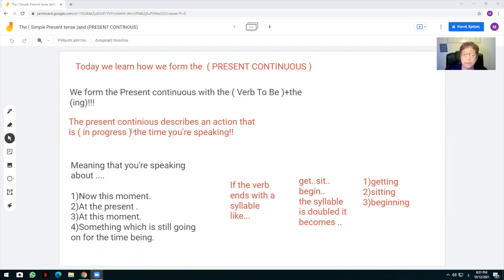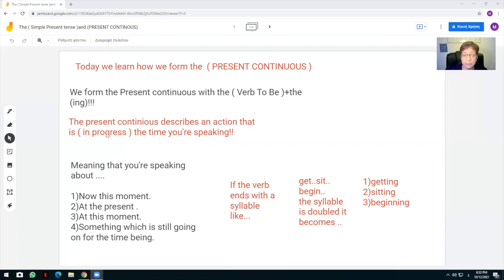So the present continuous describes an action that is in progress. The time you are speaking, the present continuous describes an action that is in progress.